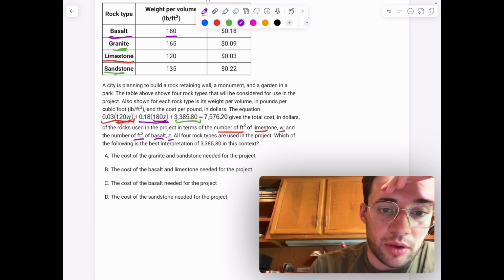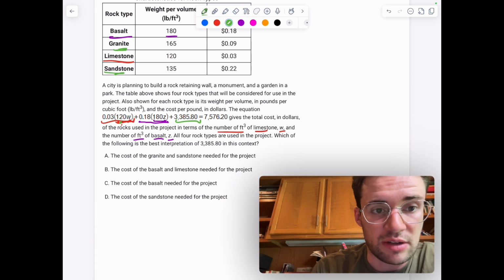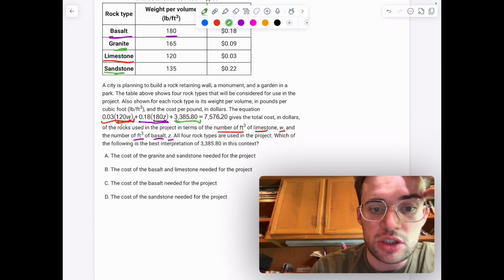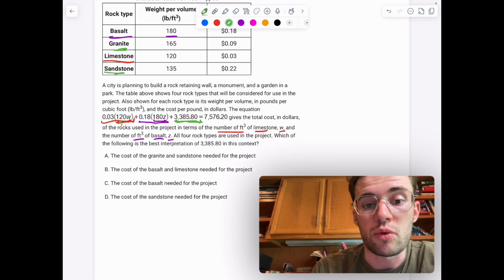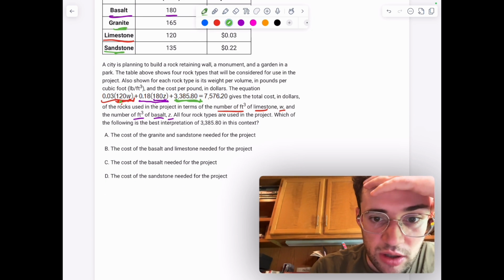So you're adding that up with this other number, which they didn't explain what it is, but it has to be like these ones. This is the price of all the limestone. This is the price of all the basalt. So this should be the price of all of the other rocks used, or the cost of it. So the cost of the granite and sandstone needed for the project.